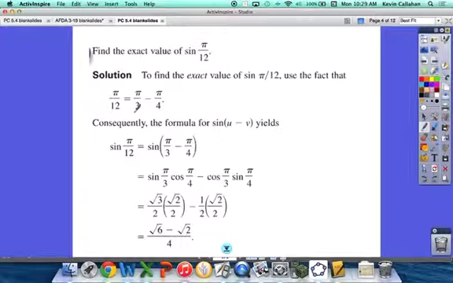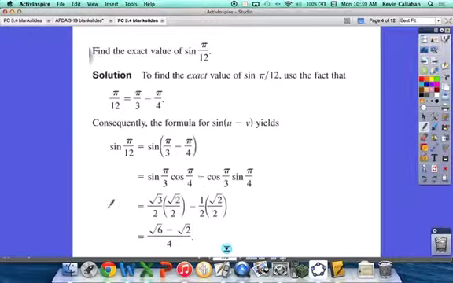So we can use the sine of a difference, because it's a minus: sine of pi over 3 minus pi over 4, and then use the formula. Since it's a difference, that's a minus. It's sine u cosine v minus cosine u sine v, where the u is pi over 3, so it's here and here. The v is pi over 4, so it's here and here.